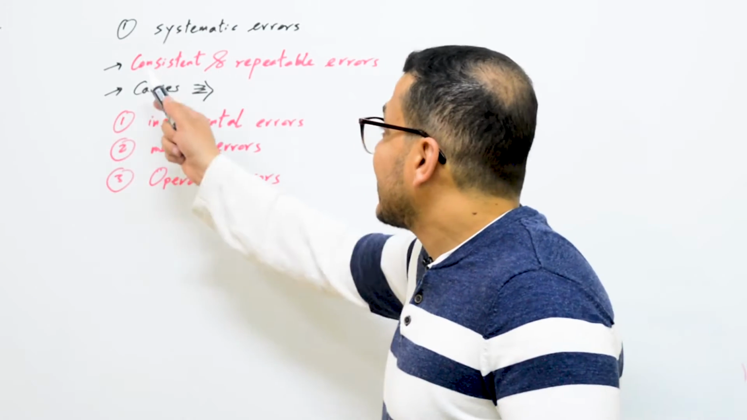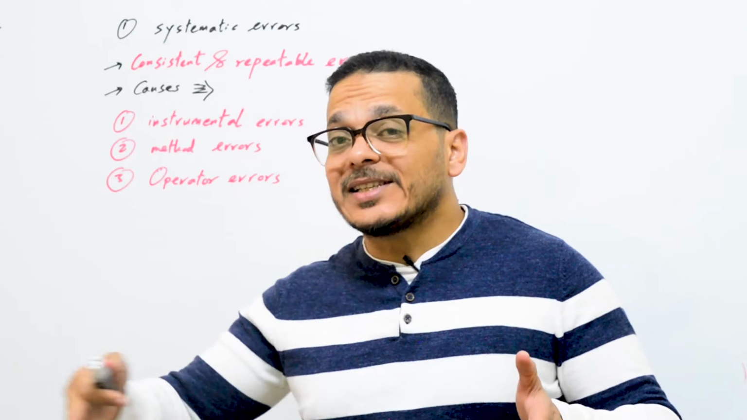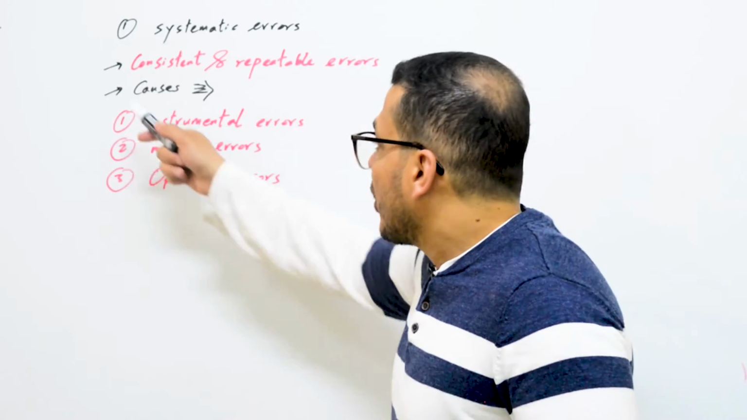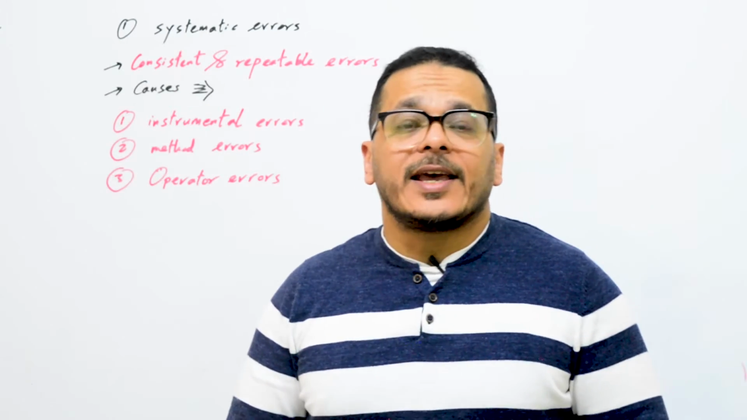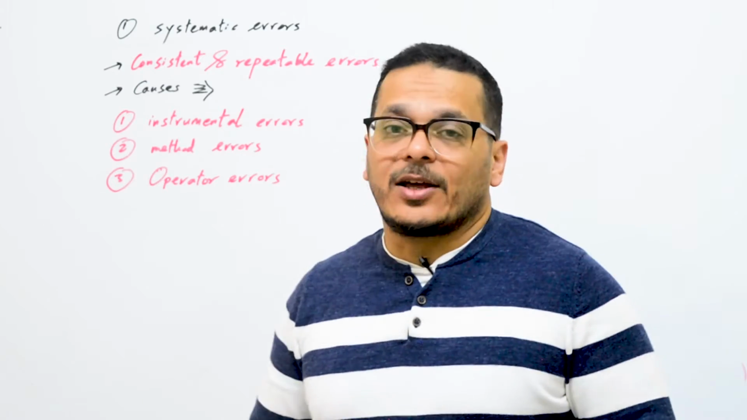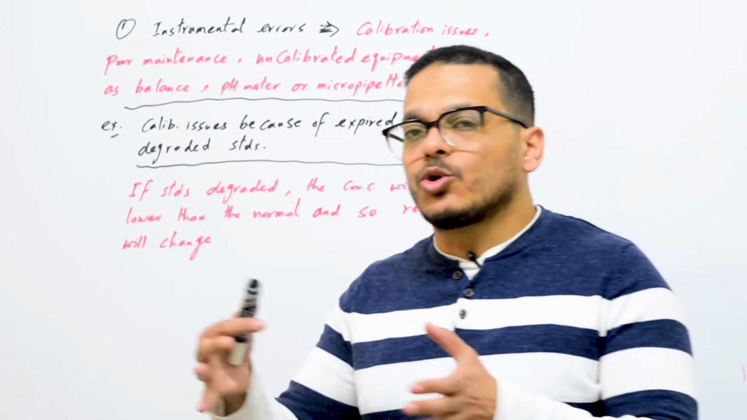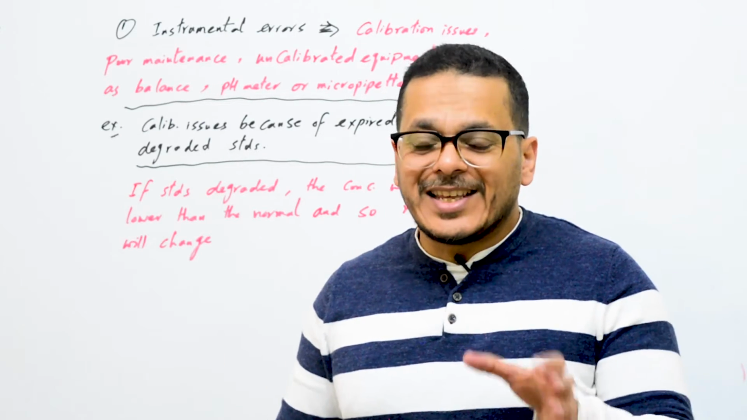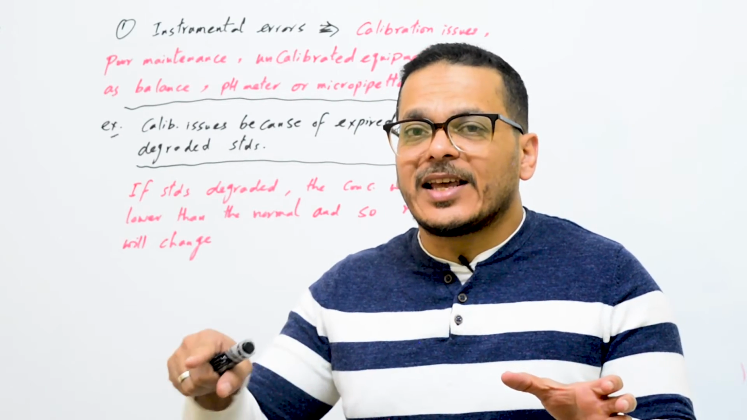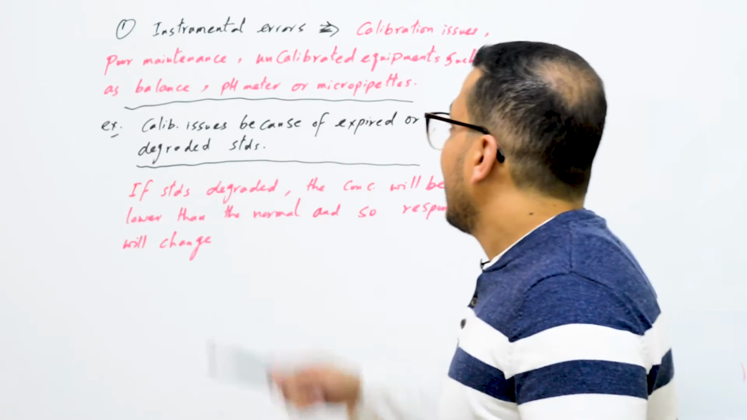Systematic errors are consistent and repeatable errors, so they will be repeated every run. The causes for that are instrumental errors, method errors, and also operator errors. First one, we have instrumental errors. These are systematic errors because of the instrument. So these errors will be repeated every run, and they will affect every run on the routine samples.